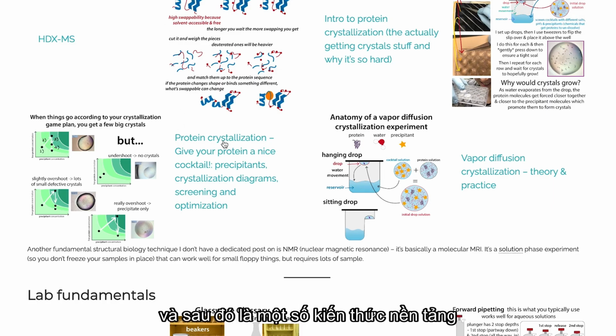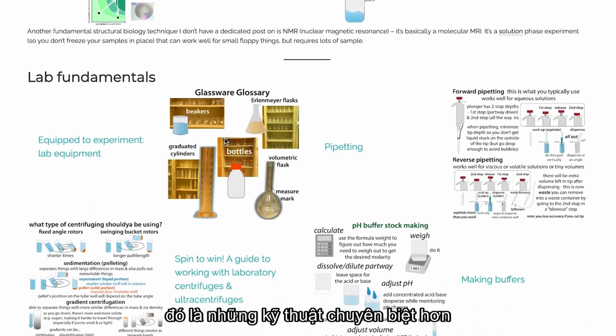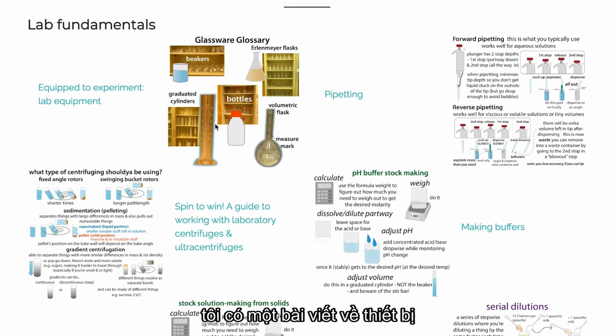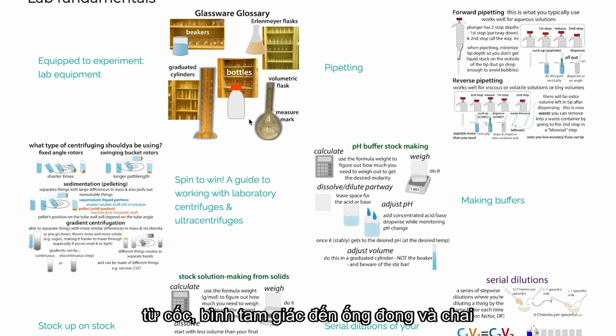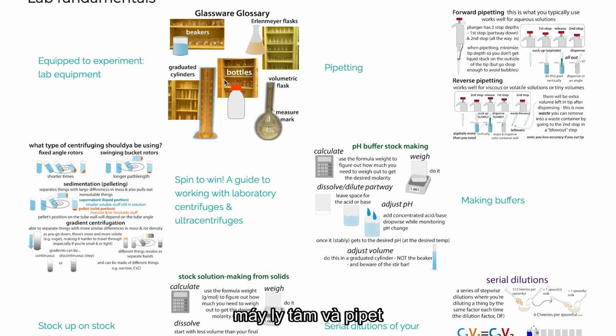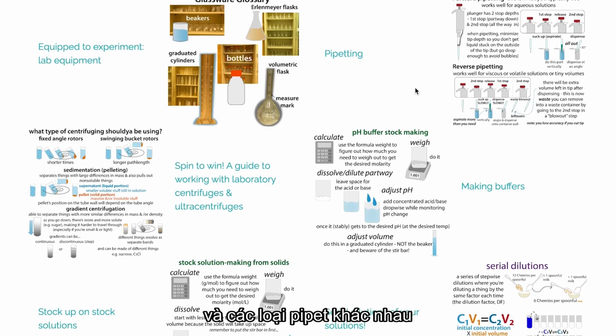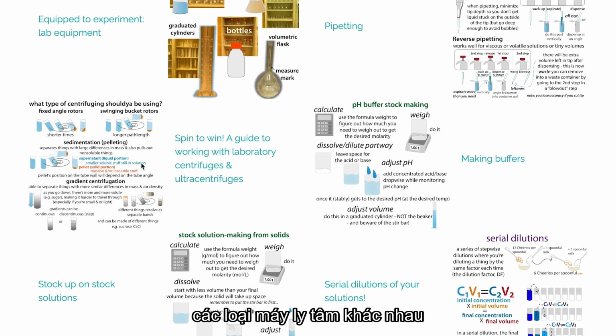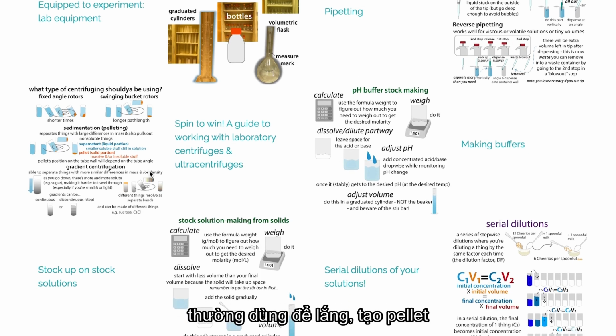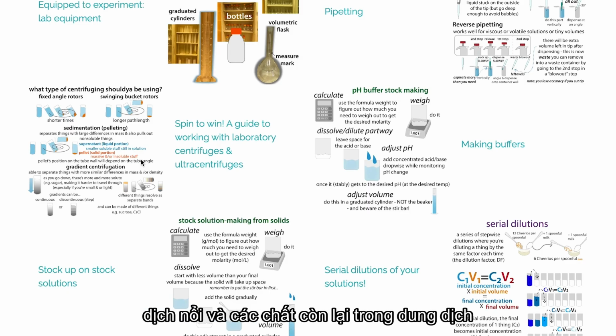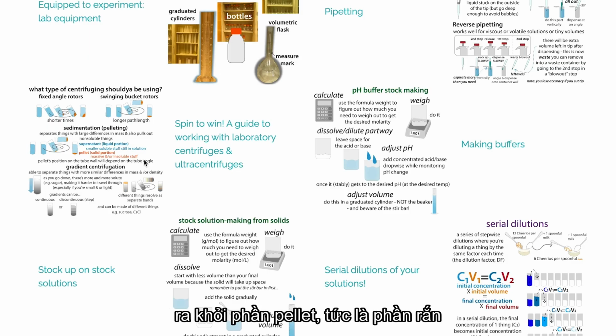Okay, those are some more specialized techniques, but there's also a bunch of fundamental techniques. I have a post on equipment, so everything from your beakers and flasks to cylinders and bottles and centrifuges and pipettes. I have a whole post on pipettes and basic strategies of pipetting and various types of pipettes, and various centrifuges, and how we often use them for sedimentation, so just pelleting, spinning things down, separating the soluble stuff, the supernatant, the stuff that's still in the liquid, from the pellets, the solid stuff.